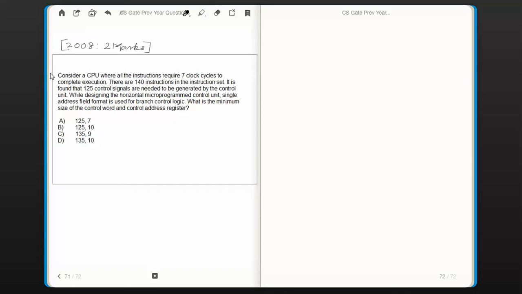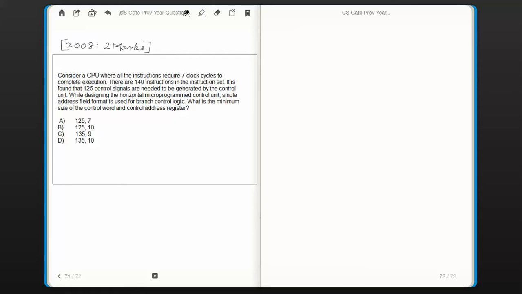Hi everyone, here is our next question from computer organization from the topic CPU design, and this question was asked in the year 2008 for 2 marks. The question is, consider a CPU where all the instructions require 7 clock cycles to complete execution. There are 140 instructions in the instruction set. It is found that 125 control signals are needed to be generated by the control unit.